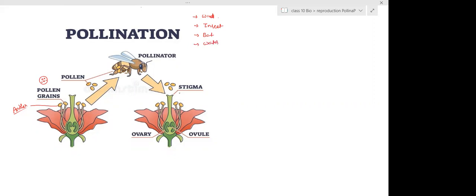These pollen grains land on the stigma of the flower. When they land on the stigma, they start germinating. Germination takes place and this structure forms. This part, which grew from the pollen grain after germination, is called the pollen tube. Fertilization takes place through the pollen tube. So this part is called pollination. Is it clear?